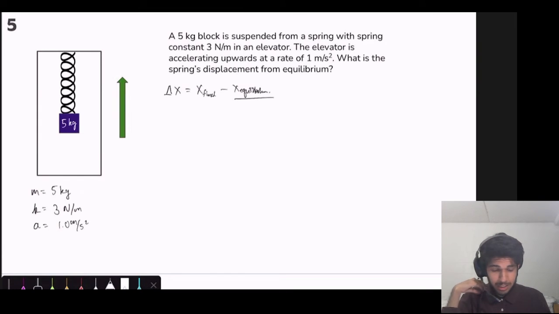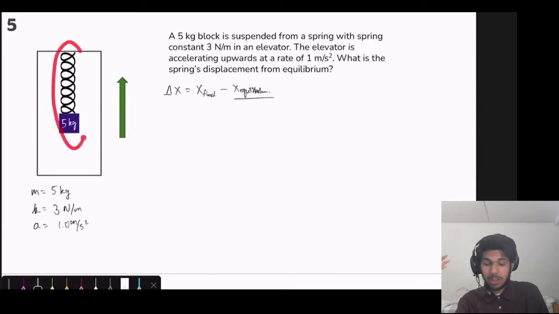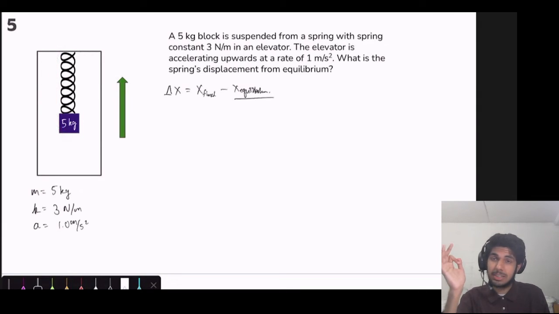And the answer to that is when the elevator is not accelerating. You can just imagine the spring mass system in just a room. It's just being hung there. It's going to be in equilibrium position. Keep in mind, we're talking about the system, not just the spring itself, but the entire system will be in equilibrium.